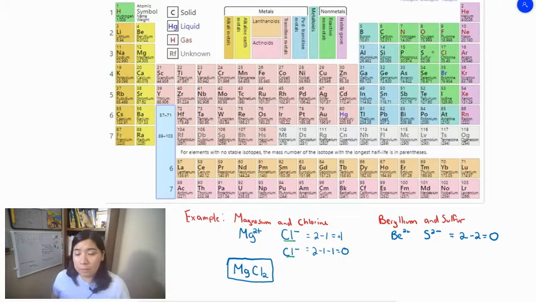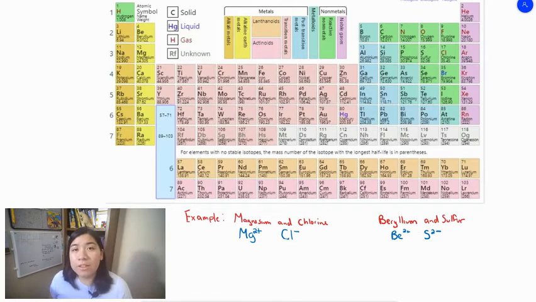Now when we write out the formula, we put in the cation first, so we have beryllium. We only use one beryllium in this case, right here, and we only use one sulfur. So the subscript is technically 1, but we don't write that in chemistry, so I'm just going to leave it as BeS, or beryllium sulfide.